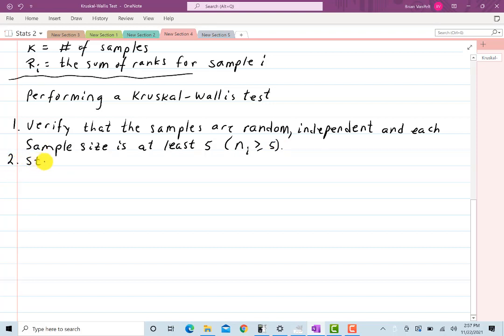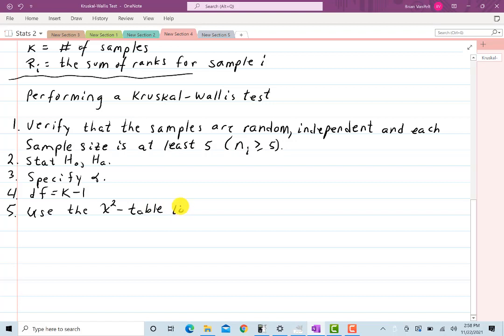2. State H naught, HA. 3. Specify alpha. 4. Since we're going to be using the chi-squared table, we'll need some degrees of freedom. So the degrees of freedom will be k minus 1. That's the number of samples, minus 1. 5. Use the chi-squared table to determine critical values.